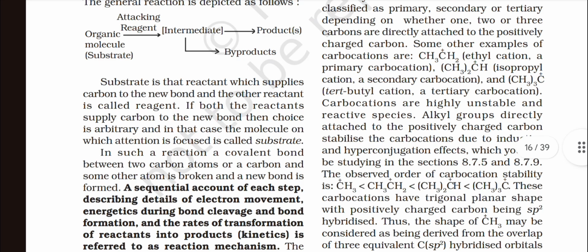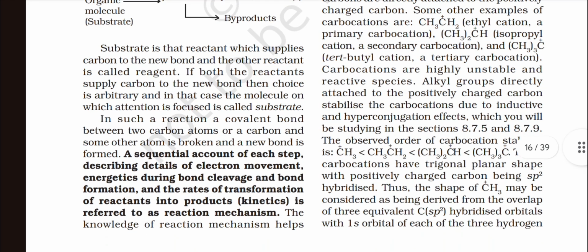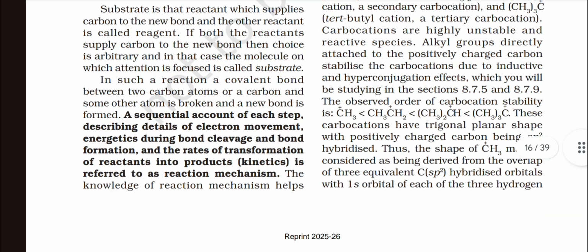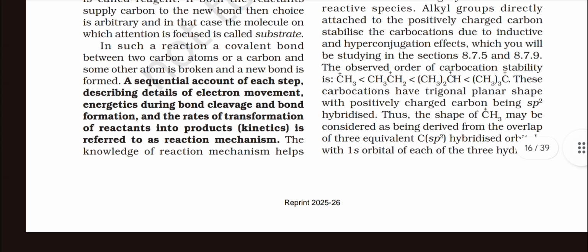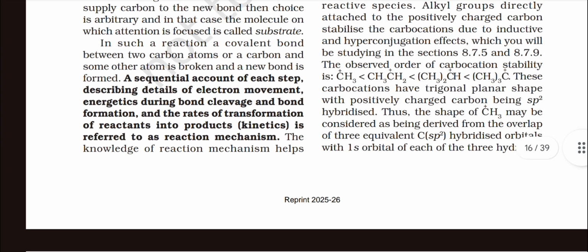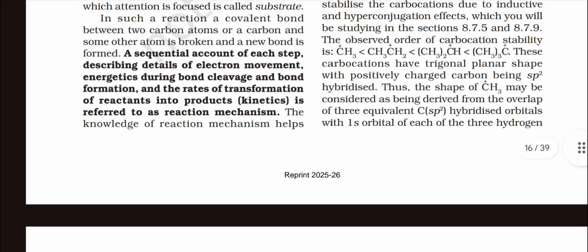Carbocations are highly unstable and reactive species. Alkyl groups directly attached to the positively charged carbon stabilize the carbocation due to inductive and hyperconjugation effects, which you will study in sections 8.7.5 and 8.7.9. The observed order of carbocation stability is CH3 positive, less than CH3CH2 positive, less than (CH3)2CH positive, less than (CH3)3C positive.